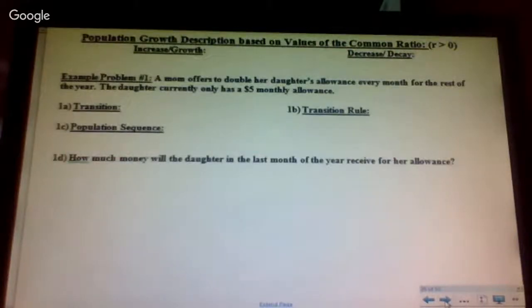All right, so population growth. An increase. Okay, when we have increase, that means my R value is greater than 1. Okay, so all of those R values that we got on the last one.